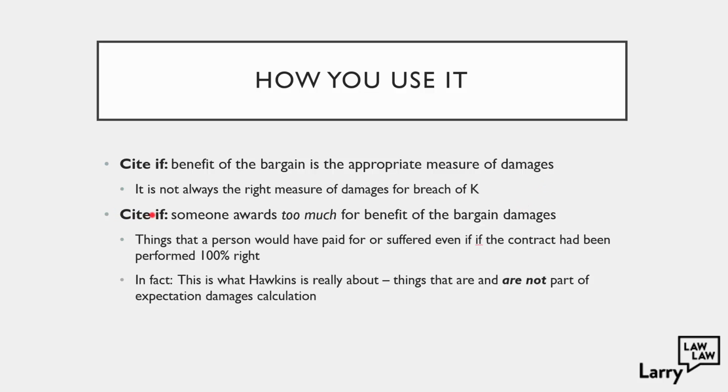But I think the more important use of Hawkins versus McGee is where a court is awarding too much in calculating benefit of the bargain damages. That is, they're not only awarding the difference between the value of the contract and the value of what the promisee has, but for instance, there are things that a person would have paid for or suffered even if the contract had been performed 100% correctly. So this is really the heart of Hawkins versus McGee. What is and is not part of an expectation damages calculation?